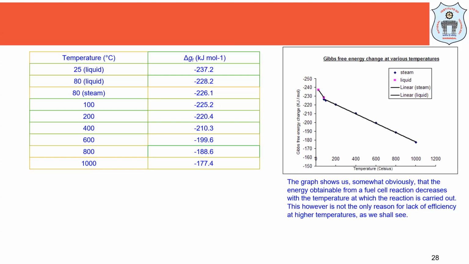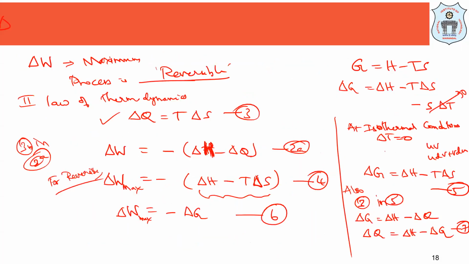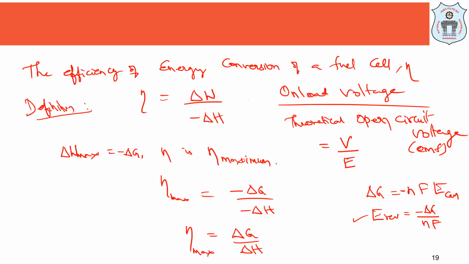Okay, which means that delta G is decreasing. What happens to the efficiency? Efficiency's numerator is delta G. If the numerator is decreasing, you can see here delta G is in the numerator, so if delta G is decreasing, obviously the efficiency will decrease. So as the temperature is increasing, delta G is obviously decreasing, therefore efficiency is decreasing. So when you increase the operating temperature of the fuel cell, the maximum obtainable efficiency will be decreasing.